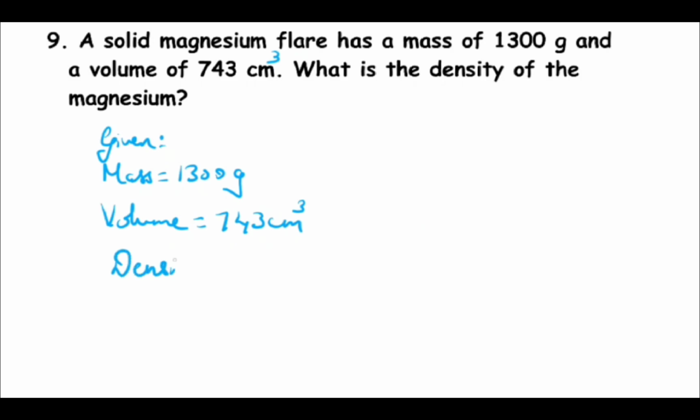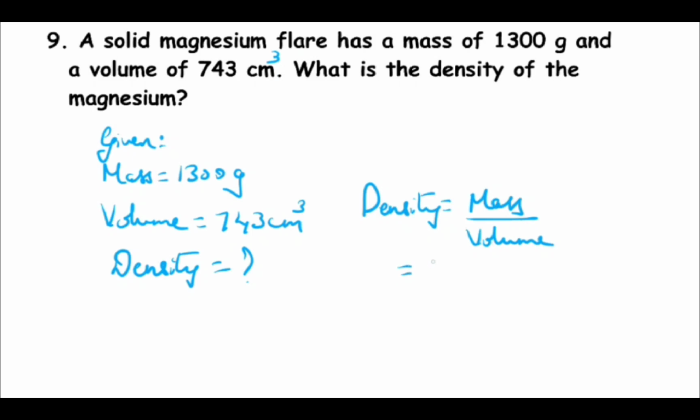Okay, density is equal to how much? Density is equal to mass upon volume, which is equal to 1300 upon 743, which is equal to 1.75 grams per centimeter cube.